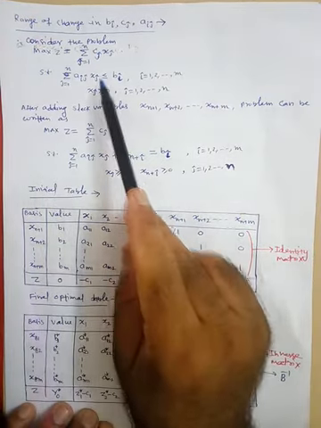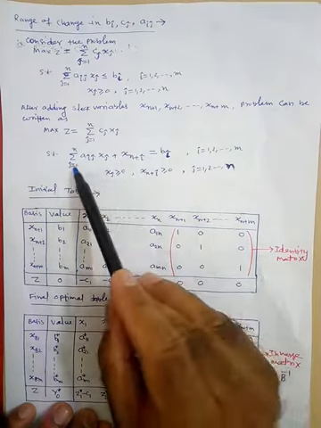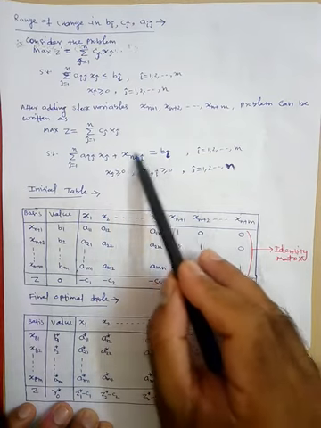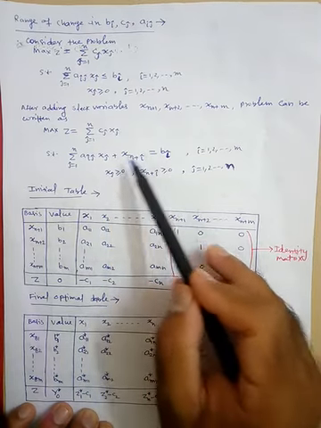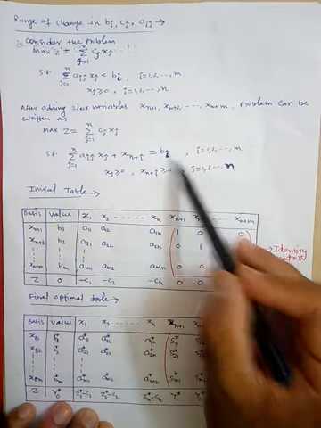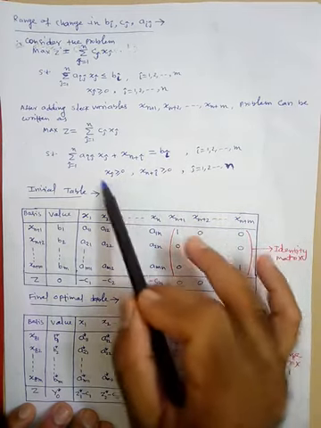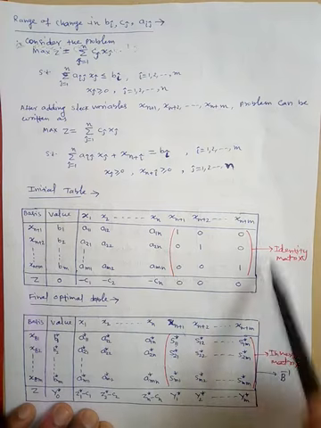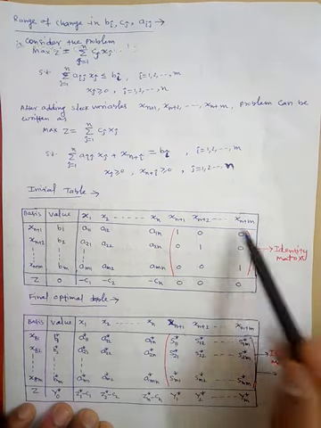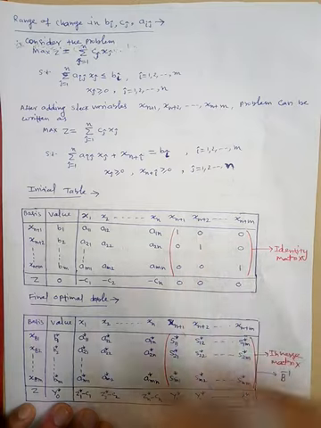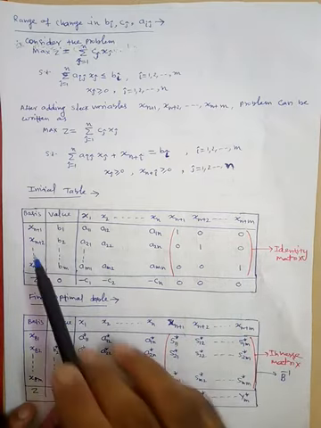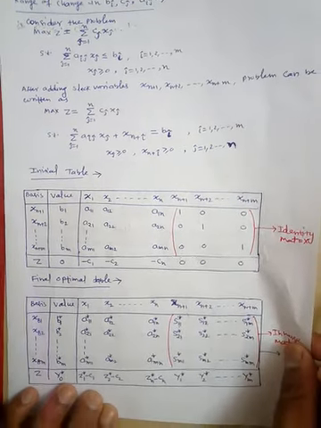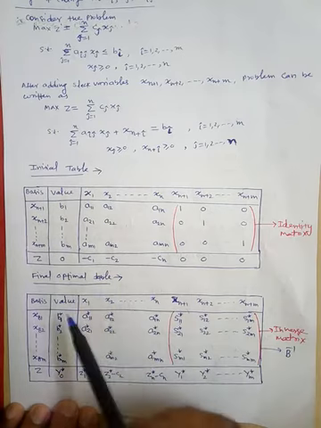Here we have added slack variables, so we have summation of aij xj plus xn plus i, which is the slack variable in the ith constraint, equal to bi, where i varies from 1 to m. So this is the feasibility condition. Now we have constructed the initial simplex table, and here this is the identity matrix corresponding to the initial basis, which will be nothing but slack variables in general. Now we apply the simplex method, and finally we get this table.